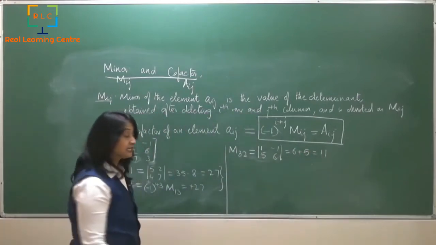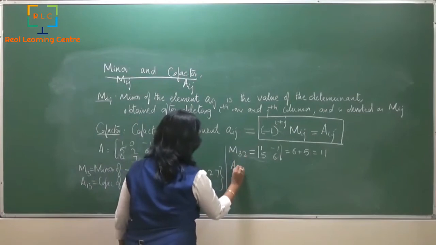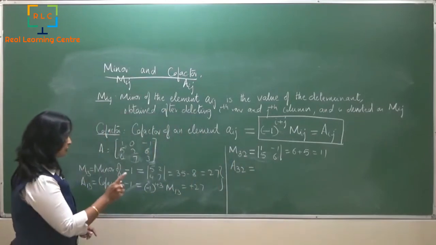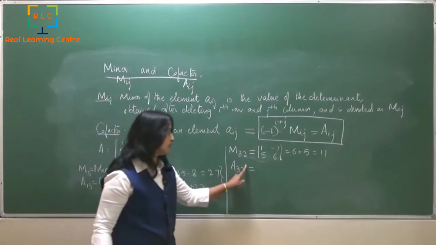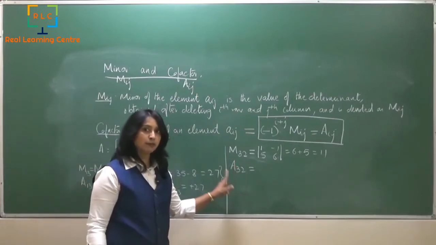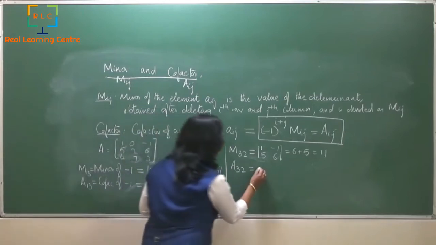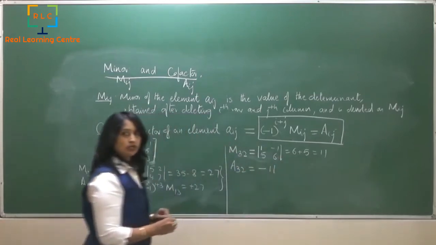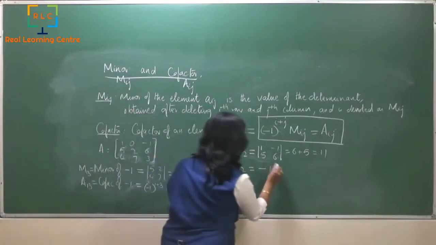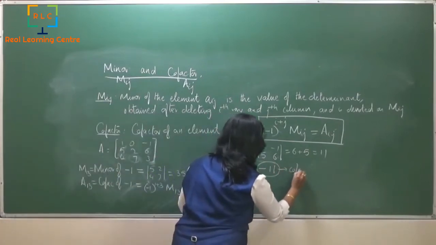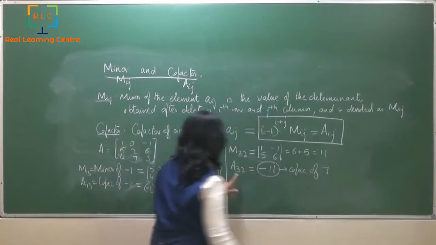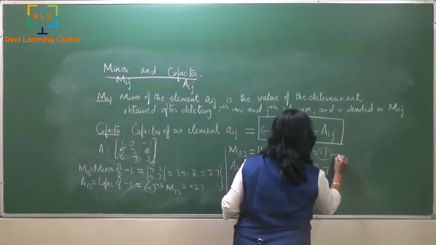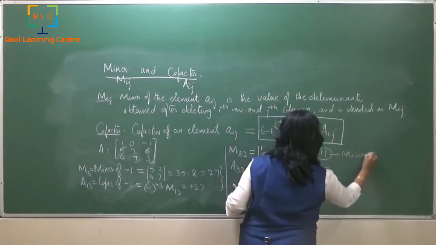And now what is A32? This is the minor and this is the cofactor. Now what is A32? A32, third row, second column, 3 plus 2, it is giving you an odd number. Minus multiplied an odd number of times will give you minus. Minus into M32. M32 is 11. Okay, so this is the cofactor of 7 in this matrix, and this is the minor of 7.